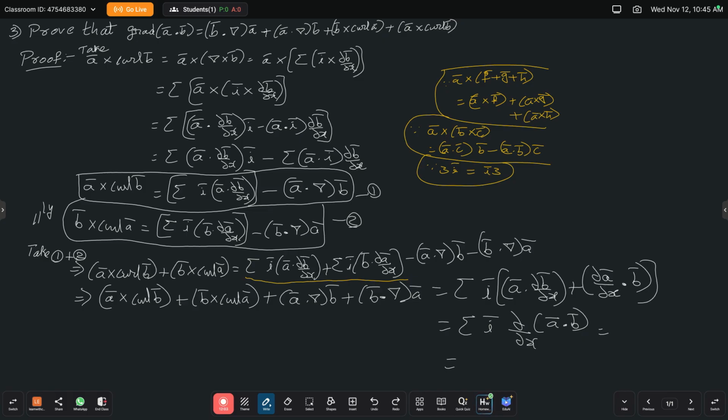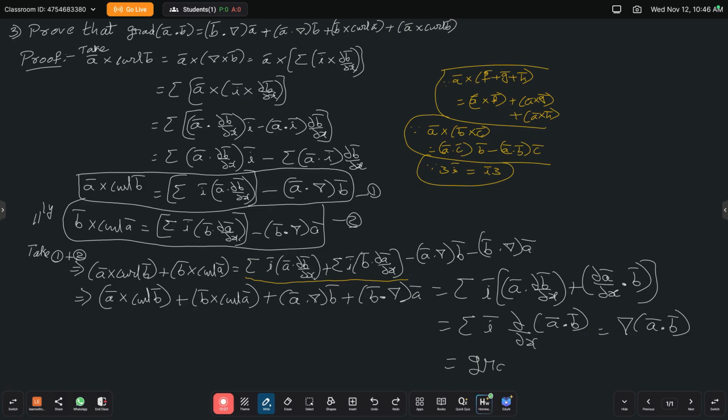a bar dot b bar: a bar is a vector, b bar is a vector, and the dot product of two vectors is a scalar. So treat it as phi. Summation i bar into ∂phi/∂x can be written, removing the summation, as del of phi. What is phi here? Del of a bar dot b bar. But another name for del of phi is nothing but grad of phi.